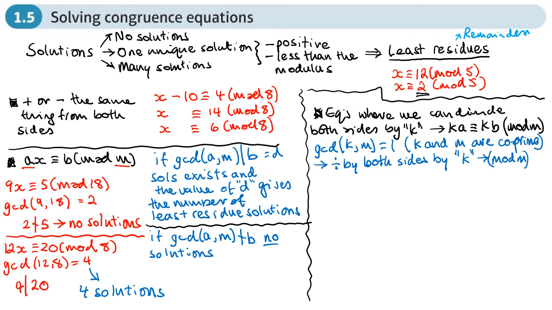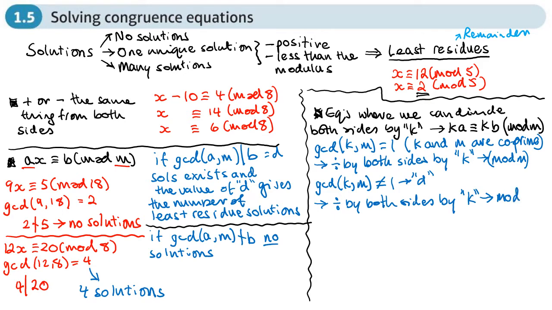However, if we work out the greatest common divisor of k and m, and it doesn't equal 1, let's say it equals some value that we're going to call d. Then we still divide both sides by k, but we also need to make sure that we divide the modulus by d. So the question now becomes mod m over d.